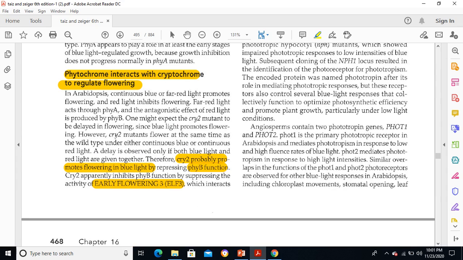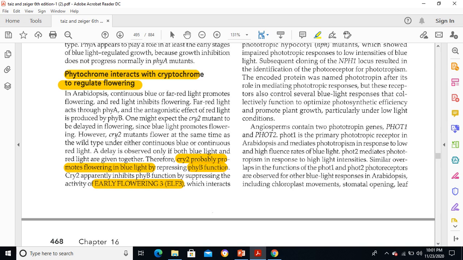See, this is the textbook sentence. This text is from the Taiz-Zeiger 6th edition plant physiology textbook. Phytochrome interacts with cryptochrome to regulate flowering. So cryptochrome 2 probably promotes flowering in blue light. Actually, in this textbook, they have written in a research style. That is the standard way of writing a textbook. It is not that student friendly, I don't think, but you need the help of someone else to understand the text.